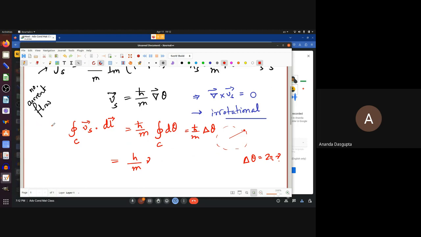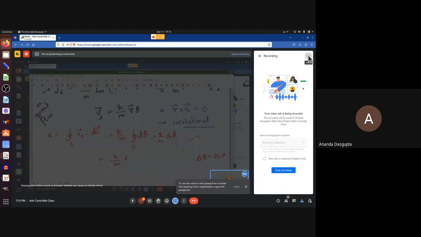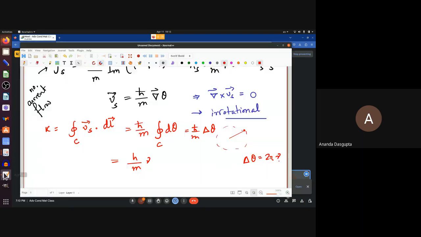So the circulation, kappa, of the superfluid velocity vector in any small loop is quantized. You cannot get any value of the circulation. You can only get multiples of a basic quantity. Okay? So this was covered in the last class, but are there any questions about this?